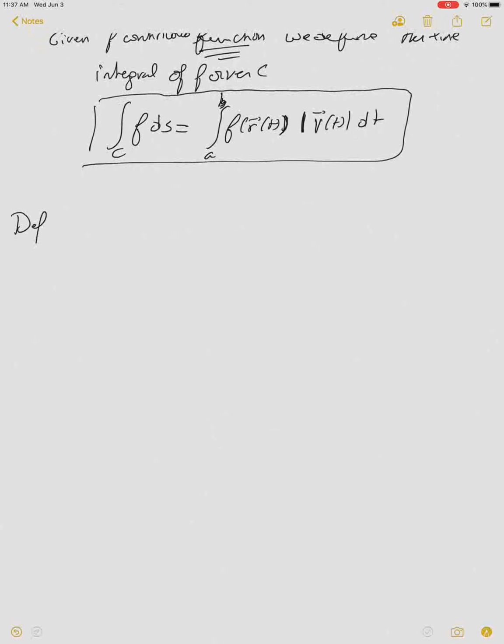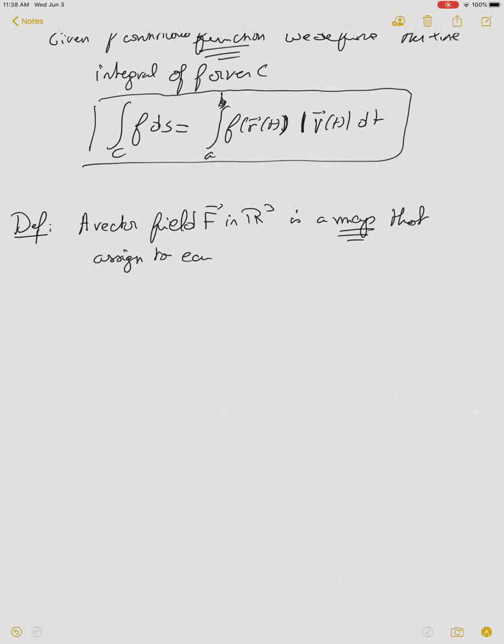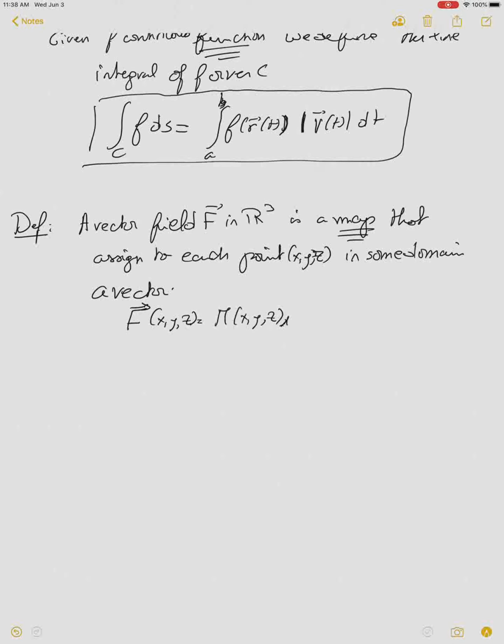Now I will start with the definition. A vector field F in R3 is a map that assigns to each point x, y, z in some domain a vector F of x, y, z equal to M of x, y, z i plus N of x, y, z j plus P of x, y, z k, or simply M, N, P.